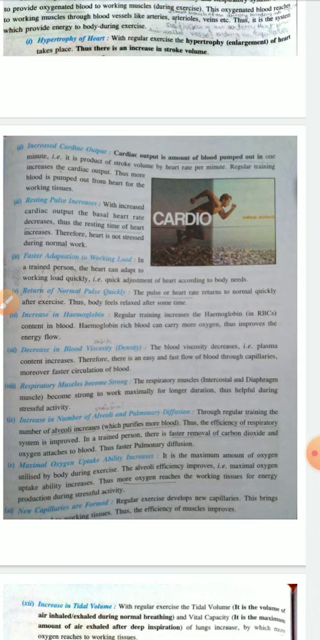Hypertrophy of the heart, the enlargement of the heart, means there will be more stroke volume. Increased cardiac output. Cardiac output is the amount of blood pumped out in 1 minute. With the help of regular training, the cardiac output will be increased. Therefore, more blood is pumped out by the heart for the working tissue.